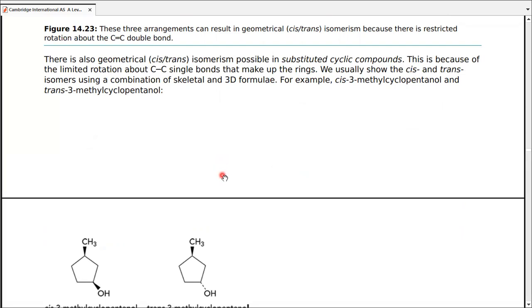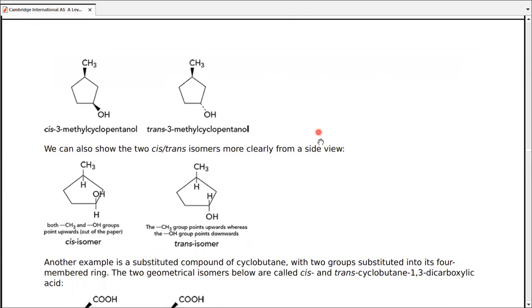Inside rings, it is possible on single bonds; rotation is there, but it is not free, it is limited. We usually show the cis and trans isomers using a combination of skeletal and 3D formulae. That has been shown: inside is skeletal, outside you can see that it is a 3D formula. So cis 3-methyl cyclopentanol and trans 3-methyl cyclopentanol have been shown. And this gives us a very good idea of how they are actually supposed to look.